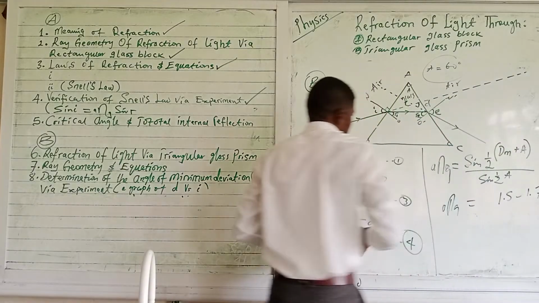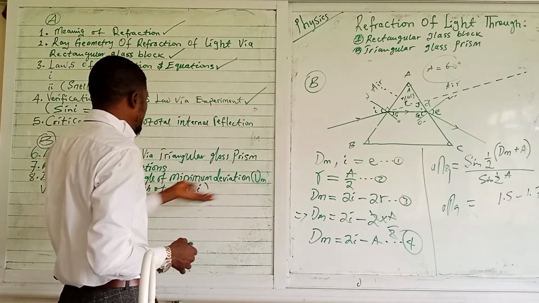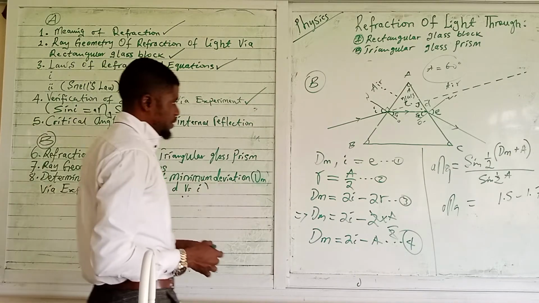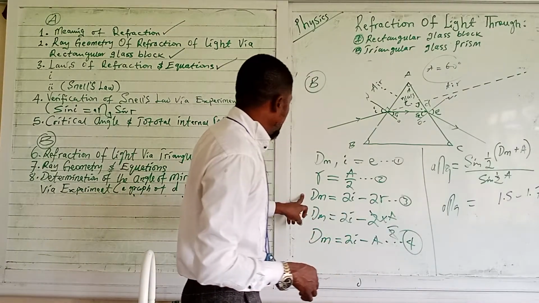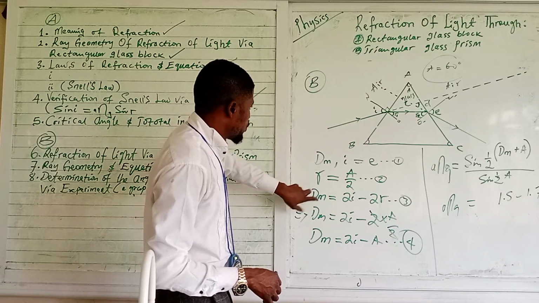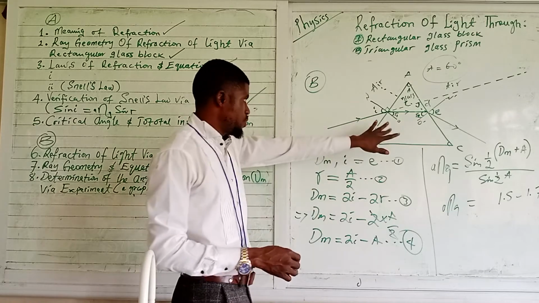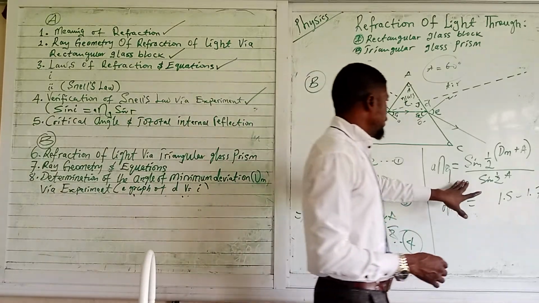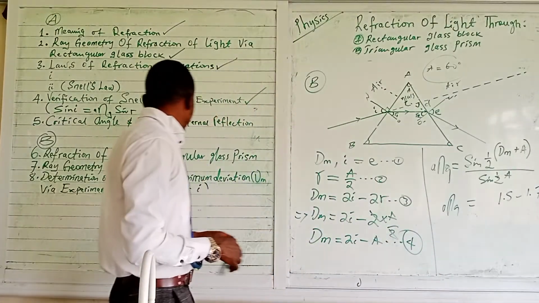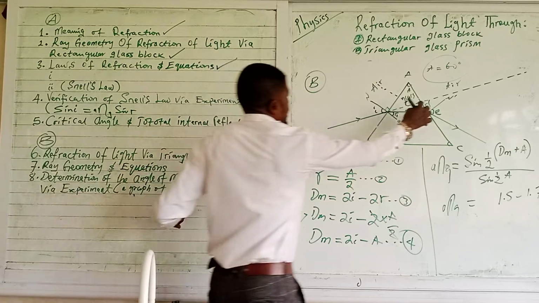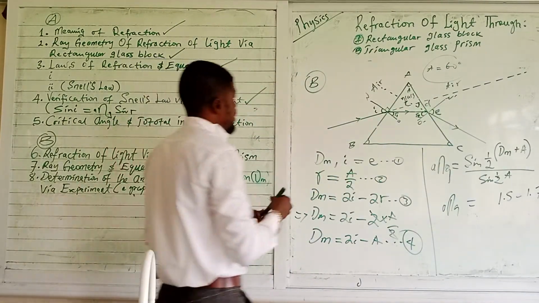Yes, it is. The next thing I want to look at is determination of the angle of minimum deviation via experiments. How can we determine the angle of minimum deviation? Now this is it from what? The equation from the geometry here. And then this is it from what? The experiments. In the experiment, you'll be asked to plot a graph of what? D. A graph of D against what? I. You'll be given several values of I.